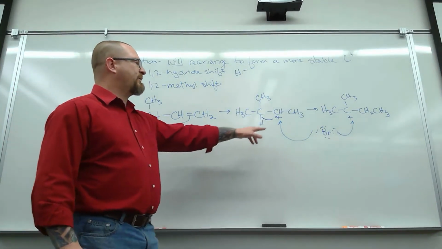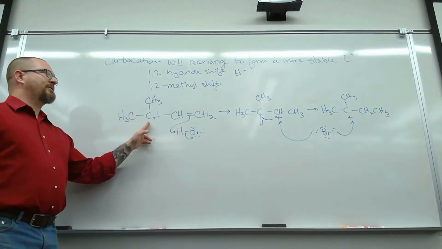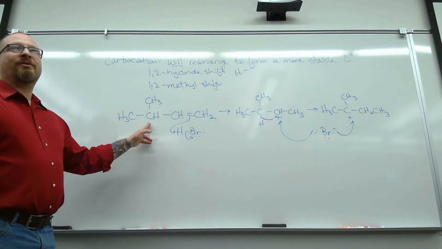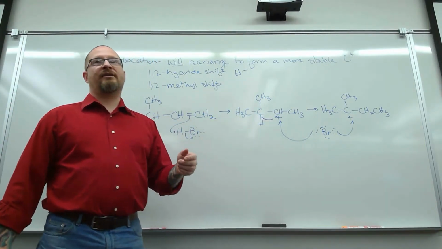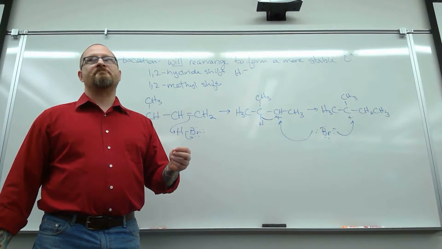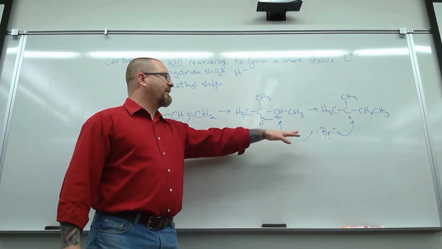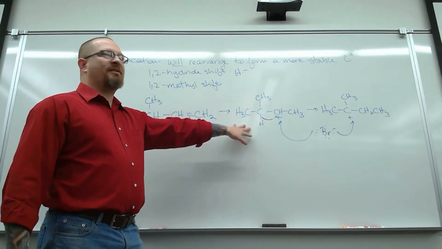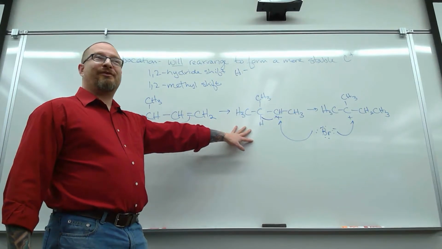And if you have a setup where you have an alkene next to a highly substituted carbon, there's very good odds that you're going to be getting these 1,2 hydride shifts. So you have to be cognizant of any mechanism that has a carbocation. If you're asked to predict what the product is, this is a very fair question.